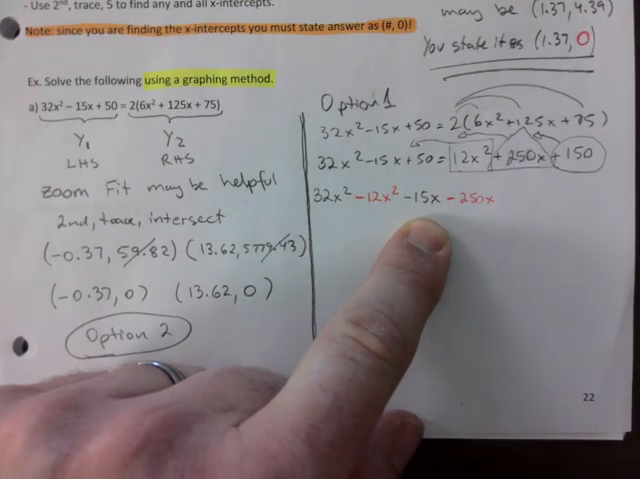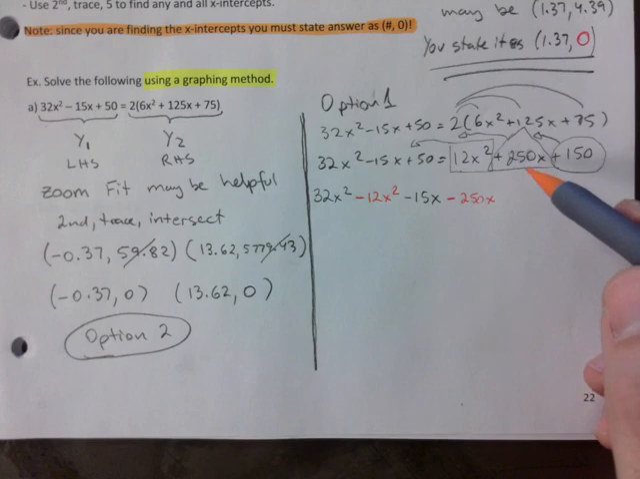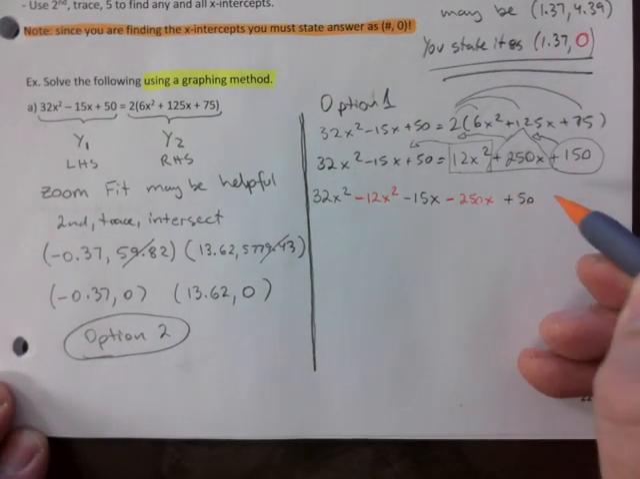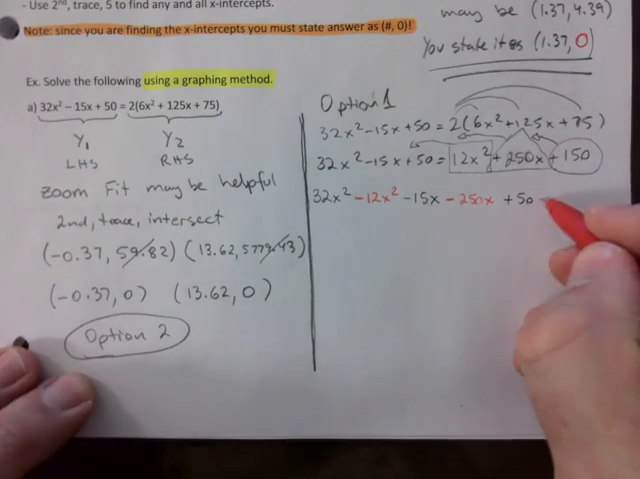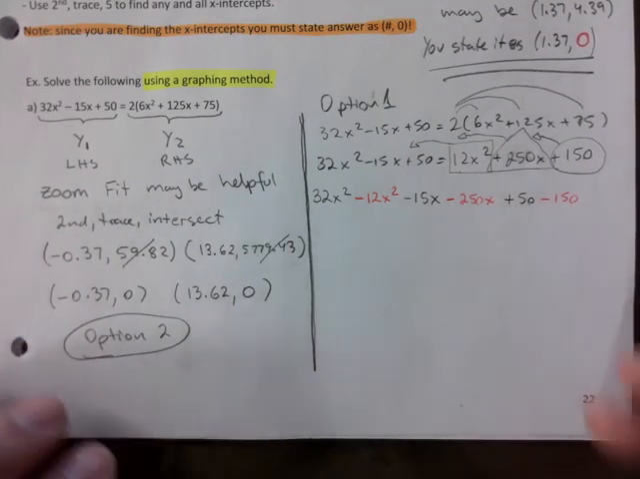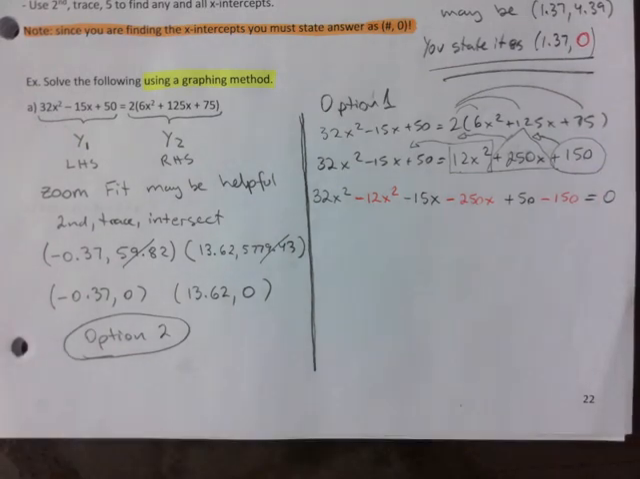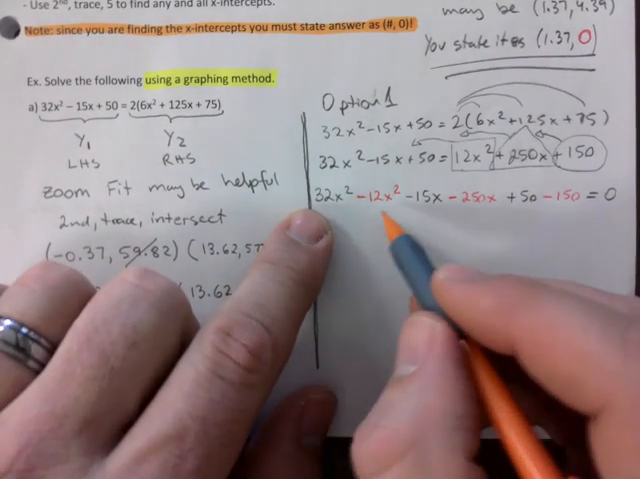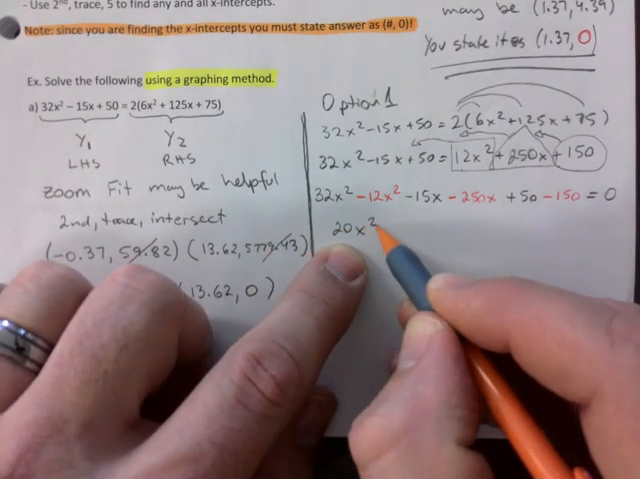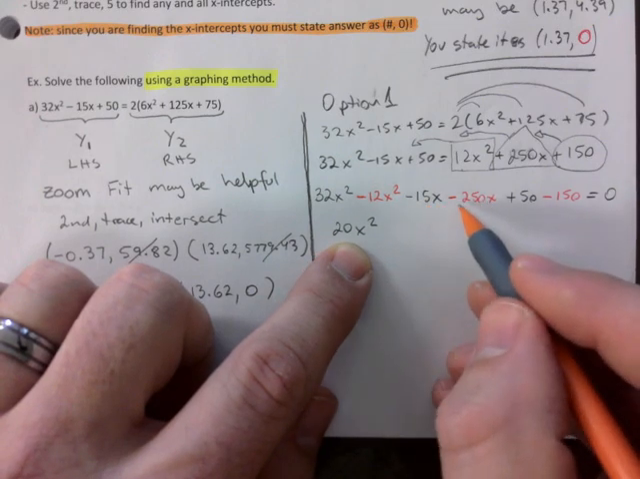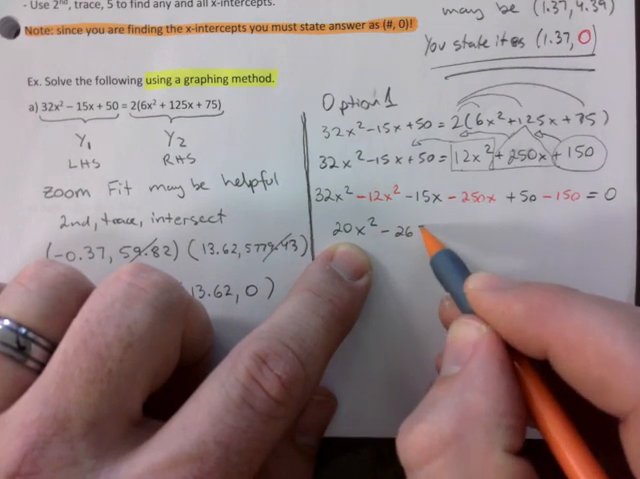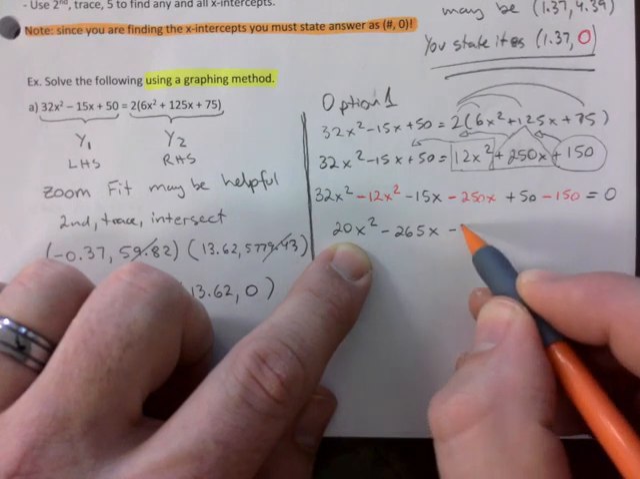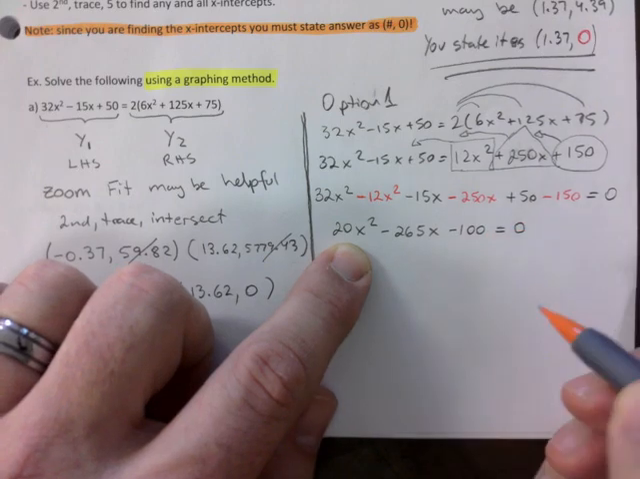It's not always, right? If it had been negative on that side, then it comes over positive, right? Plus 50, and then minus 150. And all of that is equal to 0. Okay, so now we have 20x squared, this would be negative 265x, and this would be negative 100 is equal to 0.